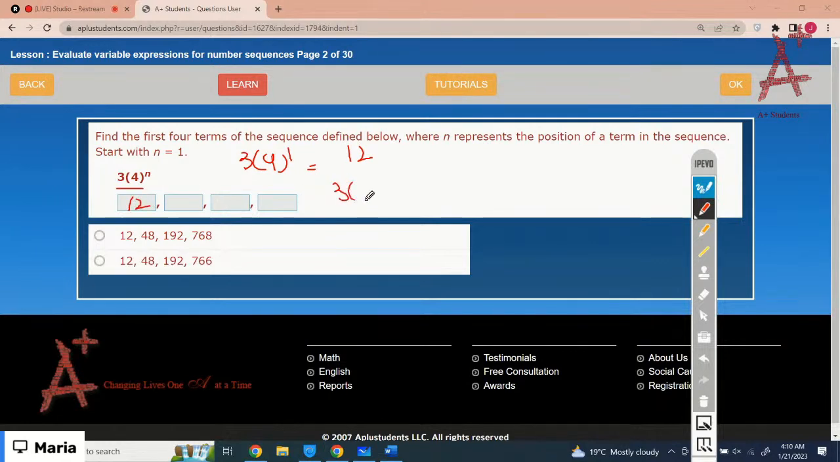Now replace the n with 2. It would be 4 exponent 2. Got it? So just evaluate 4 exponent 2. That would be 16. And 16 times 3 is 48. It would be 48. Got it? For the third term, replace the n with 3. So 4 cubed is 4 times 4 is 16, and 16 times 4 is 64. You have to do 3 times 64. That would be 192. Got it?